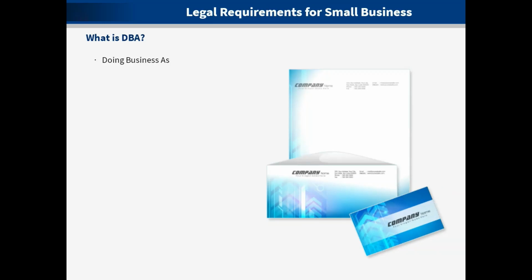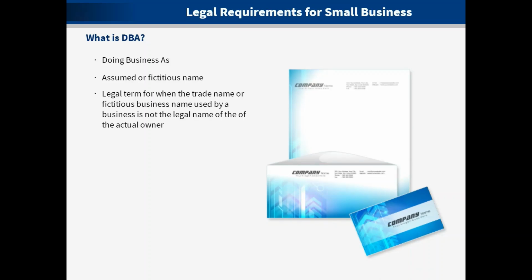DBA is a popular acronym that means Doing Business As. It is also sometimes called assumed name or fictitious name. It is the legal term used to describe when the trade name or fictitious business name used by a business is not the legal name of the actual owner, the individual responsible for it. It is also used when a business is to be operated separately under a parent company or corporation.